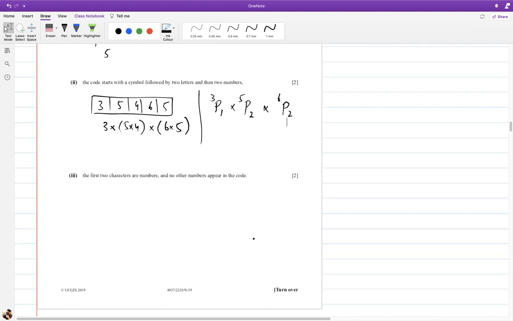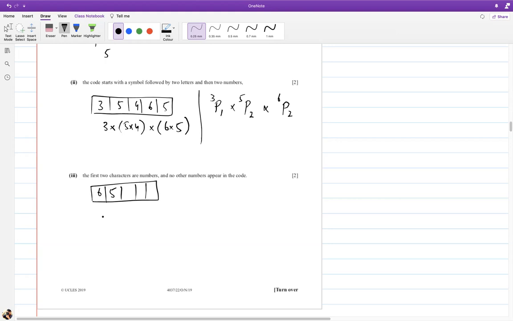Yes. All right. Next is saying the first two characters are numbers and no other numbers appear in the code. That means for the first two, they have to be numbers, and for the last three, they cannot be numbers. So this is again pretty simple. For the first two, what choice do I have? So I'm again using the slot method. For the first one, I have 6, and for the second one, I have 5, because I have to choose two numbers out of 6. So 6 options for the first one, 5 options for the second one.